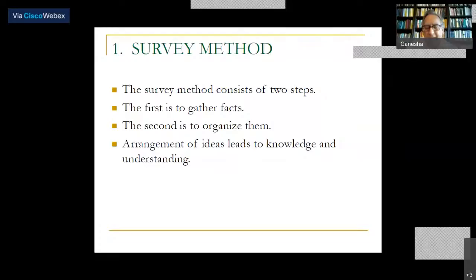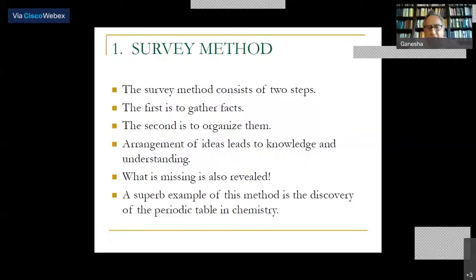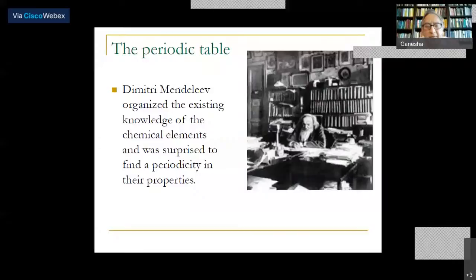I think there's the aesthetic dimension and the philosophical dimension that I was trying to underscore in the previous slides. So in the process of arranging ideas, somehow missing ideas are revealed. And that's the process of discovery. It's like having a lot of stuff on your table. Once you organize it, put it into various piles, you find that, aha, there's the paper that I was looking for the other day. A superb example of this process of discovery is the discovery of the periodic table in chemistry. Most of you know that Dmitri Mendeleev organized the existing knowledge of the chemical elements and was surprised to find the periodicity in their properties.